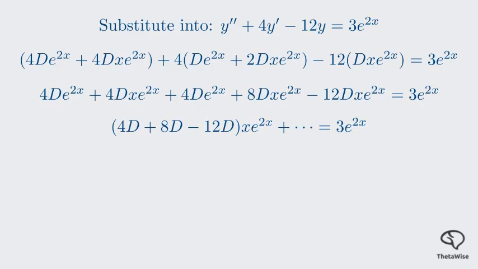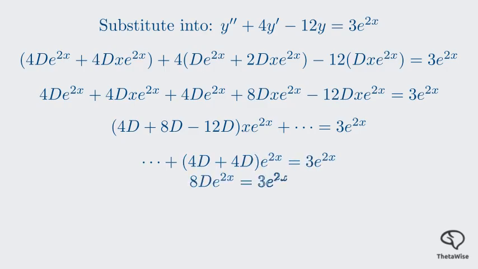Now let's look at the terms with just e to the 2x. We have 4d plus 4d, which equals 8d. So we are left with 8d e to the 2x equals 3e to the 2x. To find d, we can divide both sides by e to the 2x and then by 8. This gives us 8d equals 3, and therefore d equals 3 over 8. So our particular integral is y sub p equals 3/8 times x times e to the 2x.